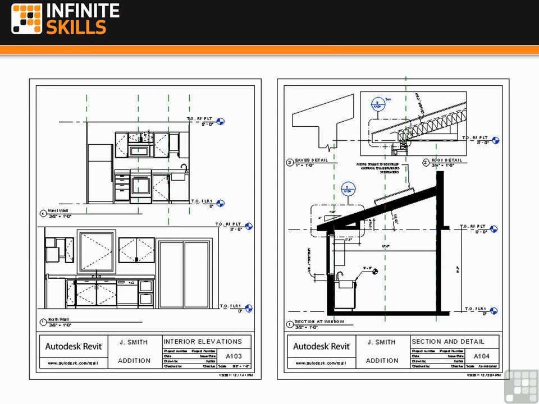And finally, how do you put the views onto a sheet? How do you dimension things? How do you tag things? How do you make callouts? How do you print? How do you export to AutoCAD? Those are all things that you need to know right at the beginning. And we're really going to focus on best practices so you can get working right away and not make any mistakes that are going to affect you long term as well.